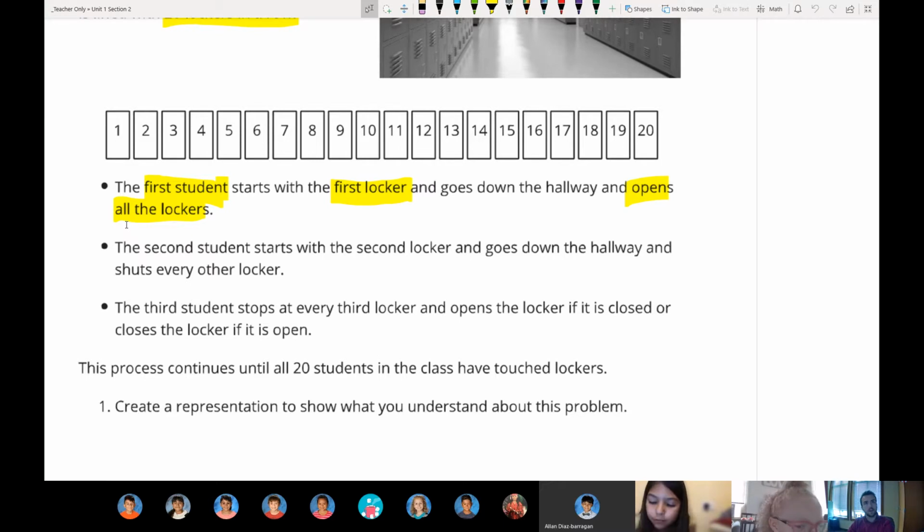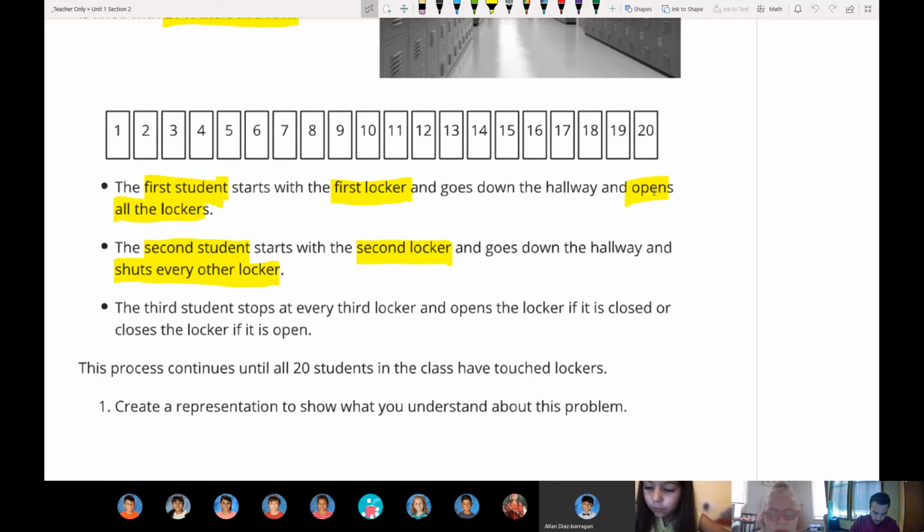Maybe like putting a Post-it note on the locker. Okay. So the first student starts with the first locker and goes down the hallway and puts a sticky note on every single locker. The second student starts with the second locker and goes down the hallway and puts a sticky note on every other locker. Okay, so only touching the even numbered ones, 2, 4, 6, 8, because he's starting at 2 and going every other locker, putting a sticky note on the locker.